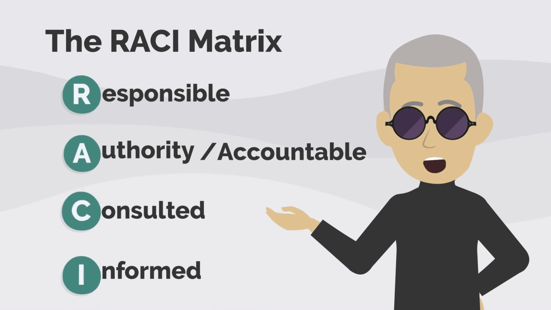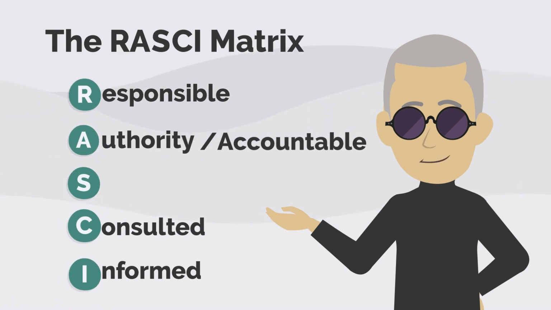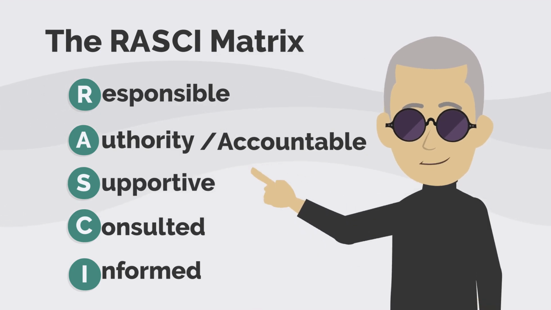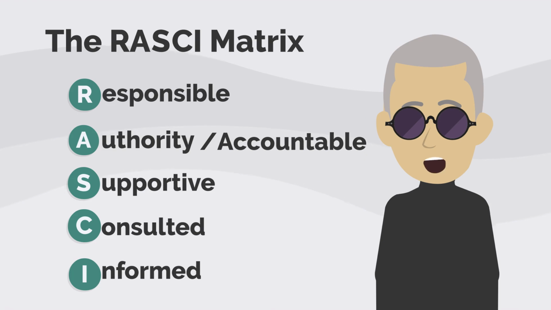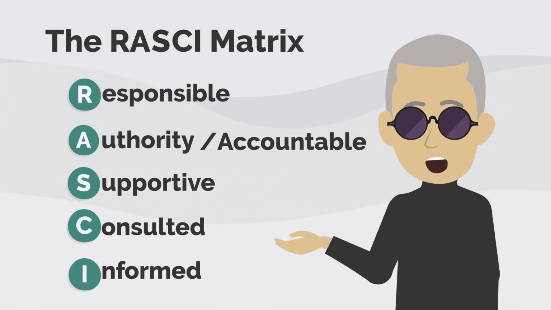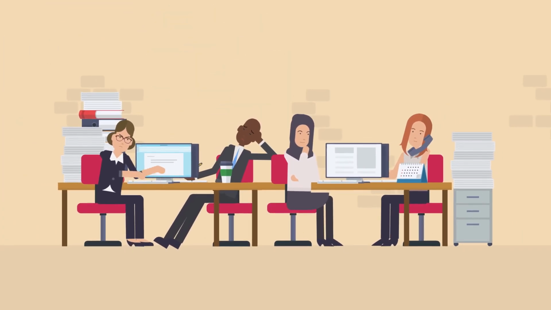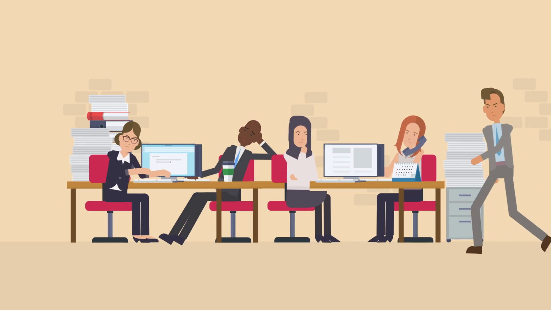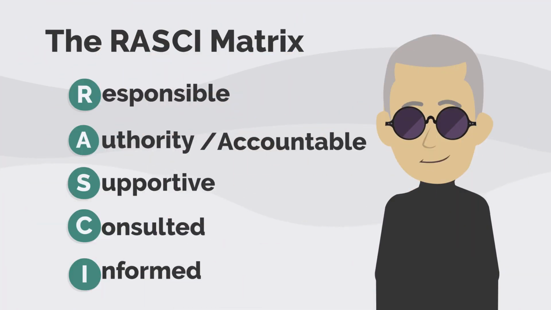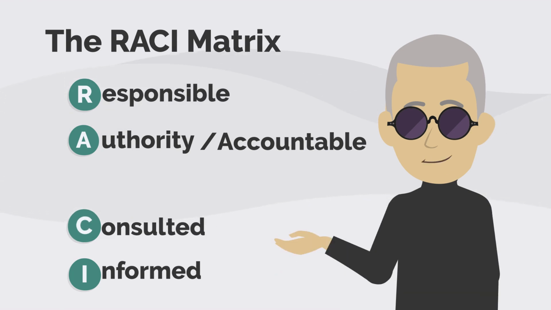There is an alternative iteration of the matrix that extends RACI to RASCI, adding an S to the acronym. This stands for supportive. Those people that provide help or resources and actively work with the responsible person to complete tasks. It can be helpful to include supportive if you wish to specify team members that will complete jobs but will not be held responsible. However, I prefer to keep things simple, and if needed, I include them under consulted.